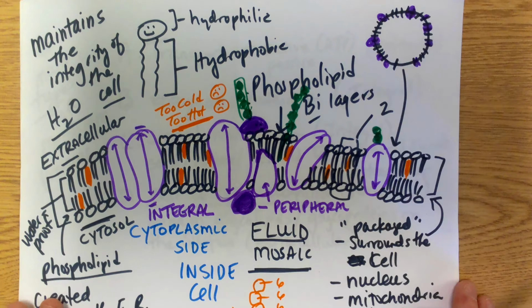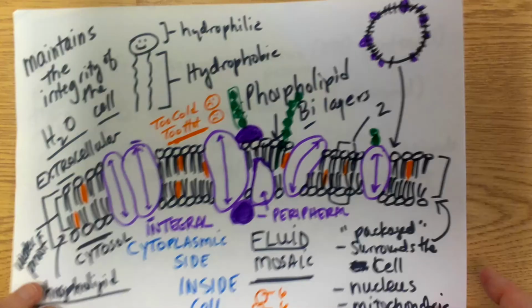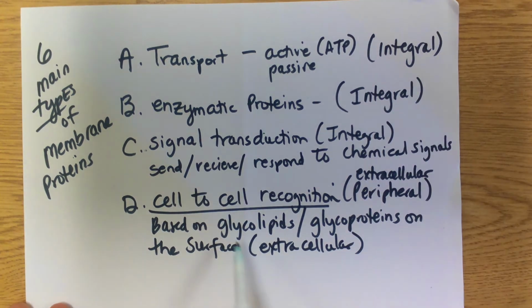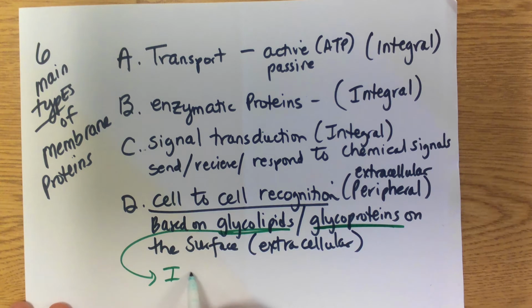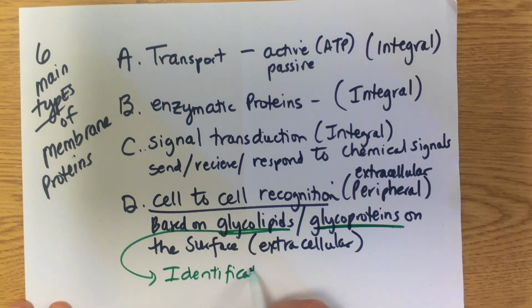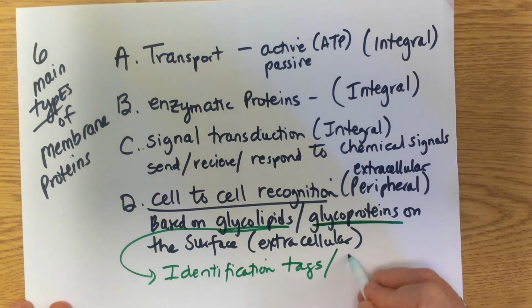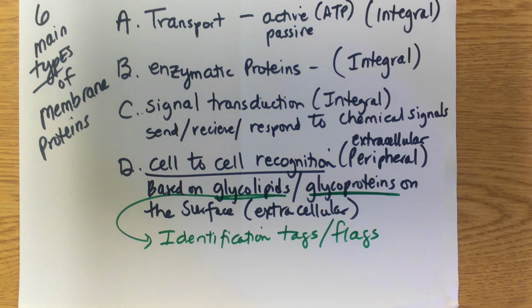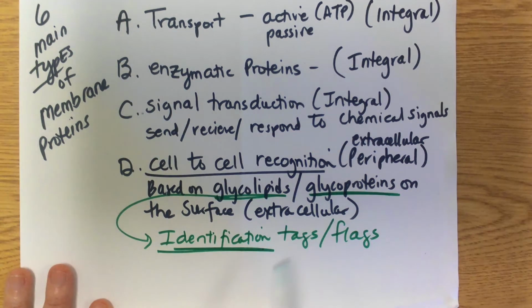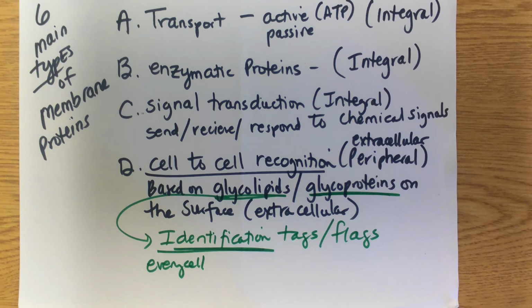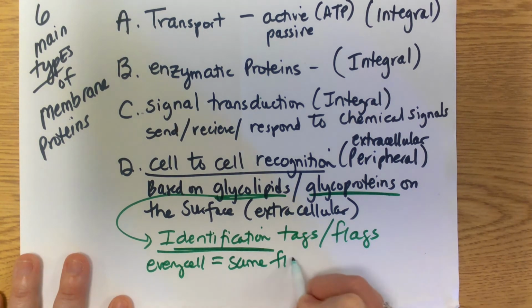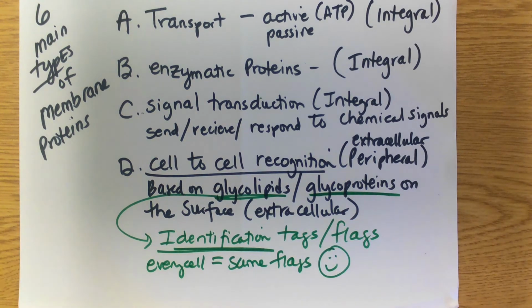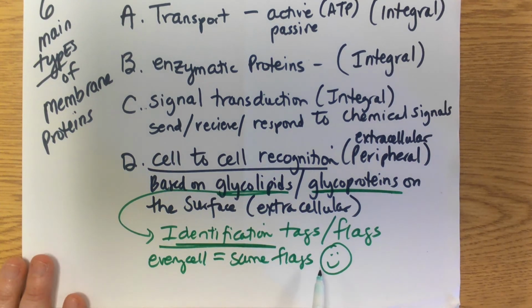Now, the job of these, I'm going to go back to this page. We call these things identification tags, or flags. They're flying on the surface of your cells, and they identify your cells as being the good guys. So every cell in your body has the exact same flags. This is how your immune system can recognize that your cell is supposed to be there, it's a good guy, and it doesn't kill it. So in cell-to-cell recognition, all your cells have to have the same flags, so your immune system does not kill them.